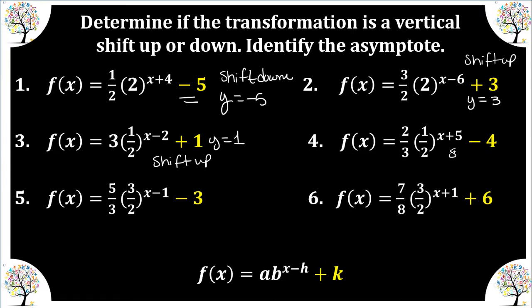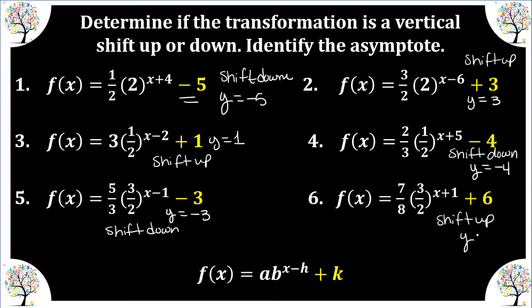In number 4, we have a vertical shift, and it is going down 4 units. Our asymptote is y equals -4. Number 5, we have a shift down 3 units with an asymptote of y equals -3. Number 6, we have a vertical shift up 6 units. Our asymptote is y equals 6. The shift up and down will also affect your range.